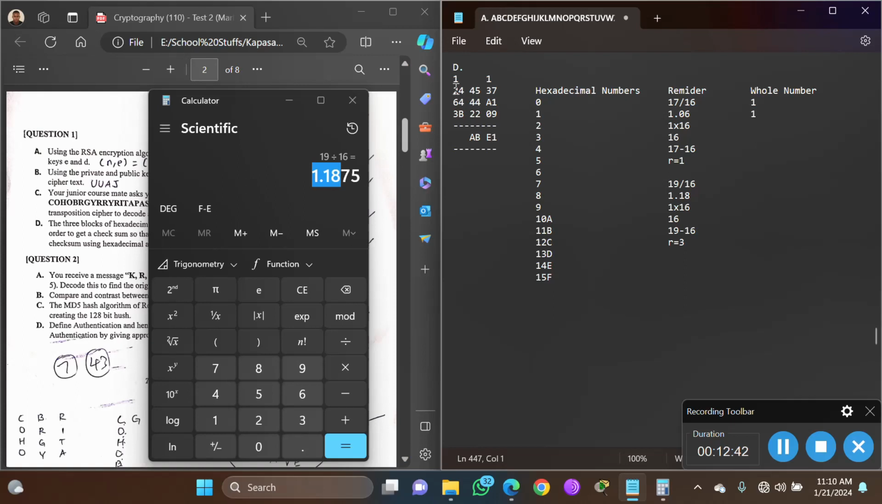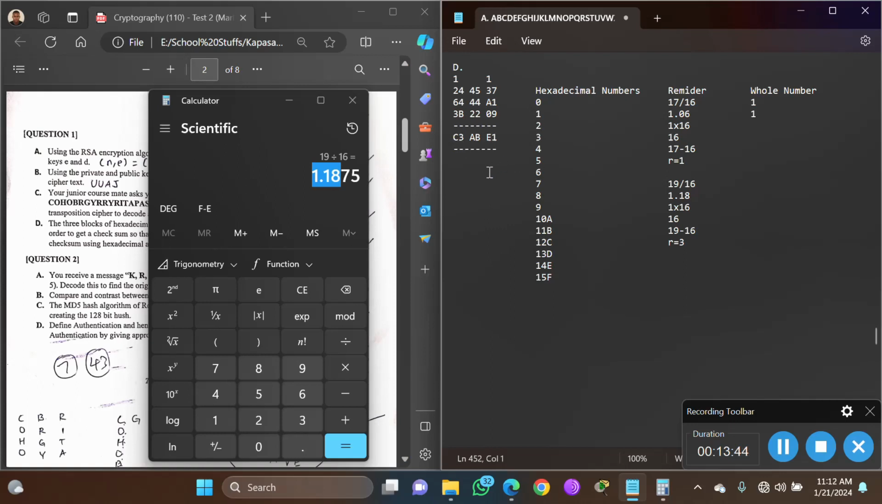Okay, the whole number will be 1. So the whole number will go on top of that next addition. So our remainder, remember, is 3. The easiest way for us to know the remainder is to say 19 minus 16, that's 3. So now how many times does 16 go into 19? That's the whole number, which is 1, which is now on top of that next addition. So now we have 1 plus 2, which is 3, plus 6, which is 9, plus 3, which is 12. What's 12? That's C. So we put C there now.